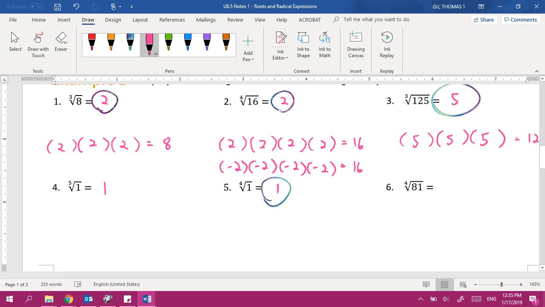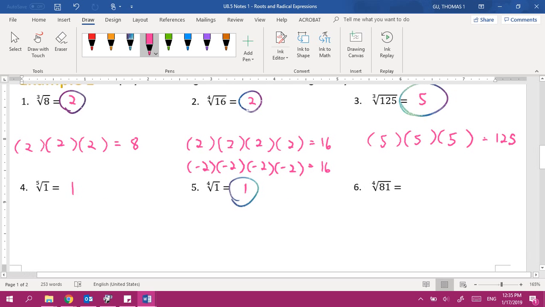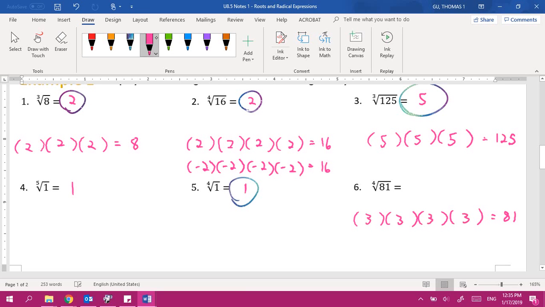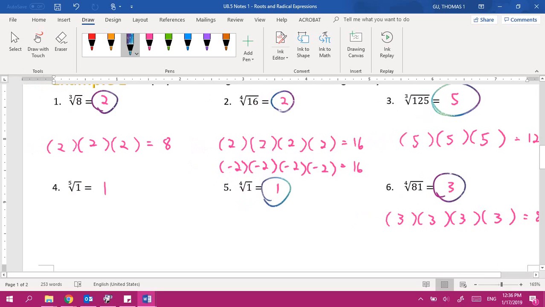Okay, and the last one, number 6, the fourth root of 81. It has to be a single number. Remember? 3 will be enough. Ronnie got it. It's 3. 3 times 3 times 3 times 3 is 81. So the answer is 3. And originally it would be plus or minus 3, but principal root, so 3. There you go. Flip the page over now.